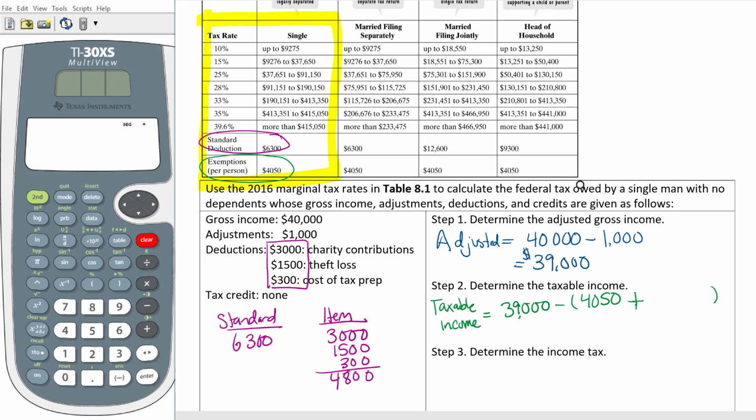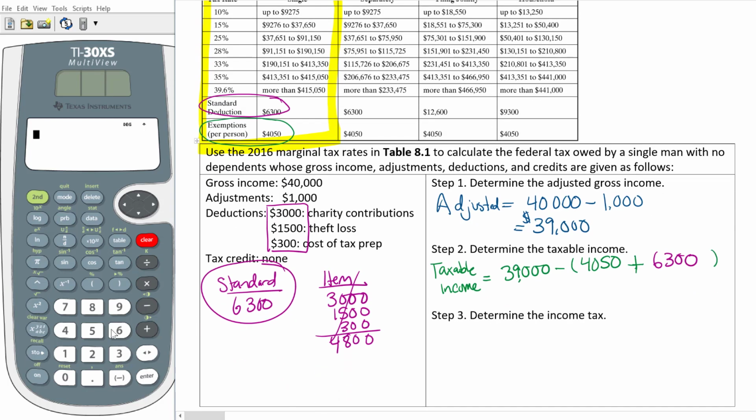Now looking at these two, 4,800 and 6,300, which one looks like a better deduction to you? Well, the standard deduction looks a little bit better because it's higher. So you can't actually use both deductions if the standard is higher. You can only use one of the two. So in this case, the standard is better. So I'm going to take out my calculator here.